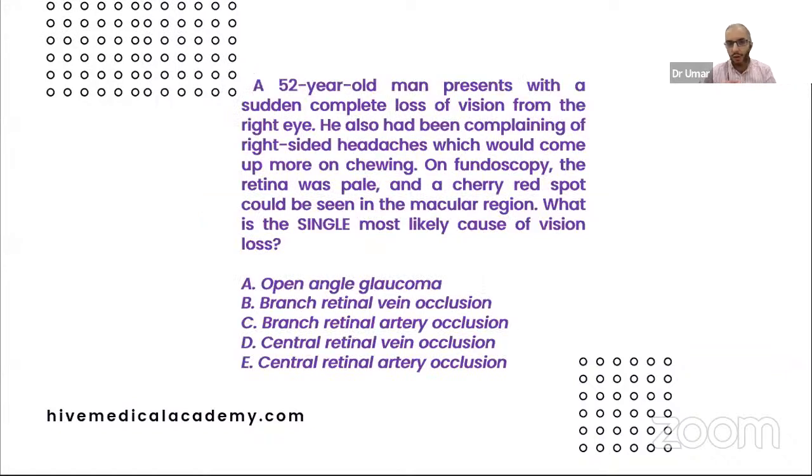Okay, so we're going to have a look now at this scenario. A 52-year-old man presents with a sudden complete loss of vision from the right eye. He's also been complaining of right-sided headaches, which start or are more prominent on chewing. On fundoscopy, the retina was pale and a cherry red spot could be seen in the macular region. What is the single most likely cause of visual loss? Options are open angle glaucoma, branch retinal vein occlusion, branch retinal artery occlusion, branch retinal vein occlusion, or central retinal artery occlusion.